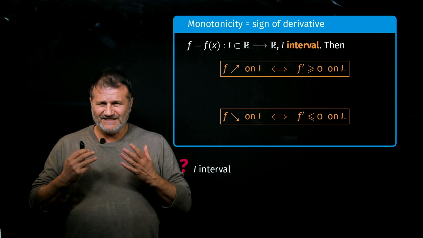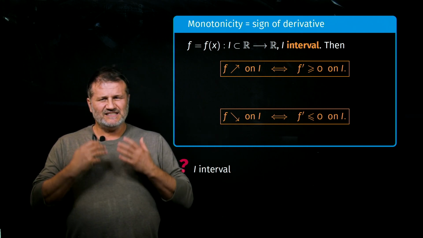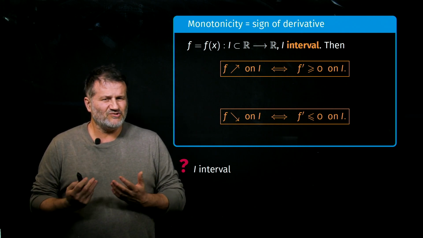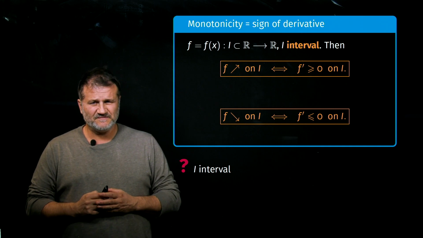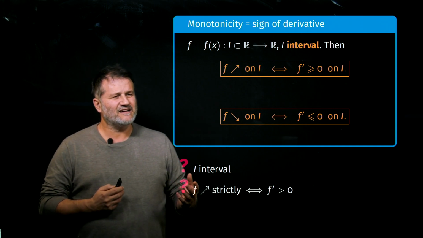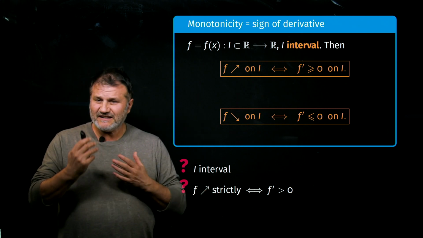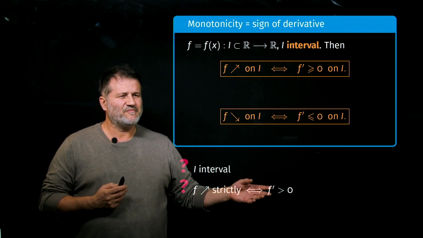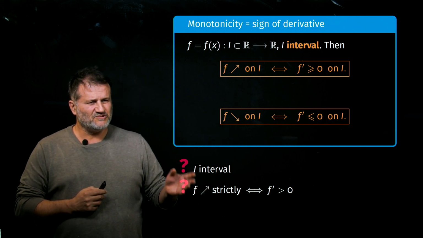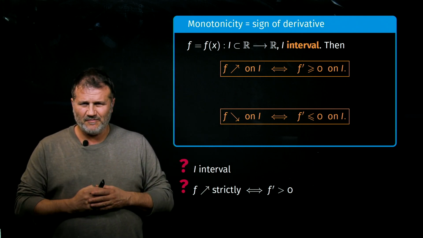Now, why must the domain be an interval? Isn't it enough to have f prime greater or equal than 0 to guarantee that f is increasing? And moreover, can we say that something like f increases strictly if and only if f prime is strictly positive holds true? Well, let's respond to these two questions through two examples.